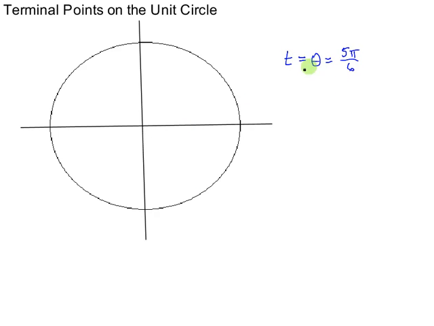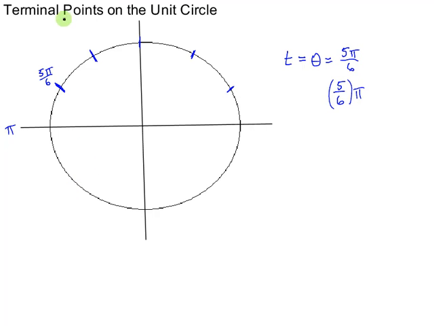So if theta is 5 pi over 6, here's 1 pi over 6, 2 pi over 6, 3 pi over 6, 4 pi over 6, 5 pi over 6. So here we go. This is our angle. And I want to remind you of another way to look at this. You could think of this as being 5/6 of pi. So here's pi. You cut pi into 6 pieces and you count 5 of them. So that's the same basic idea.